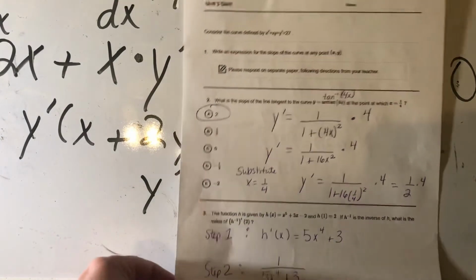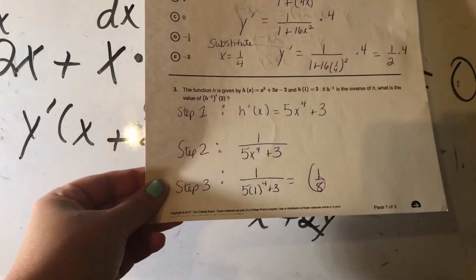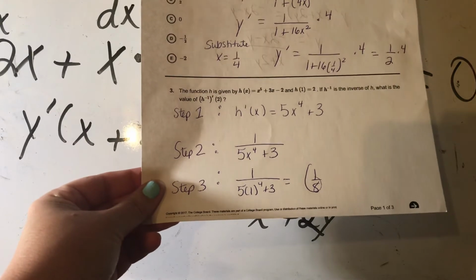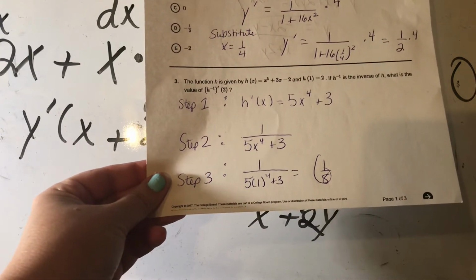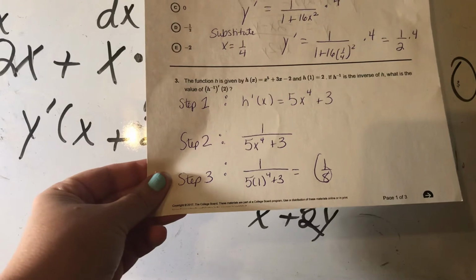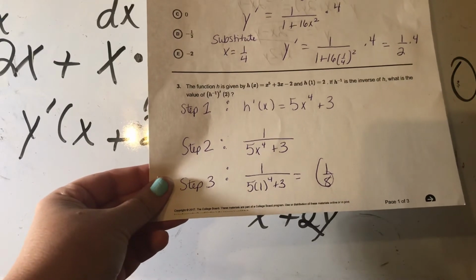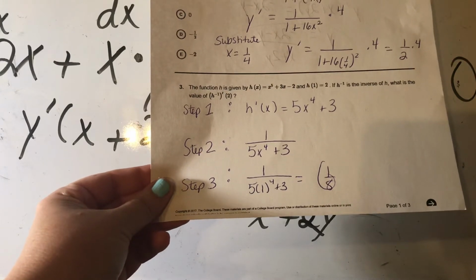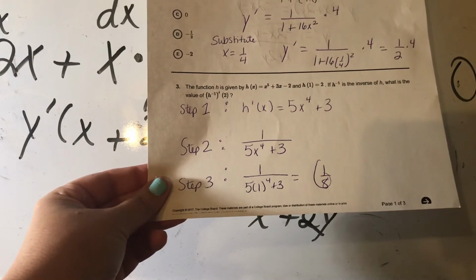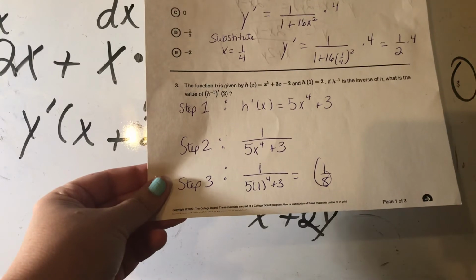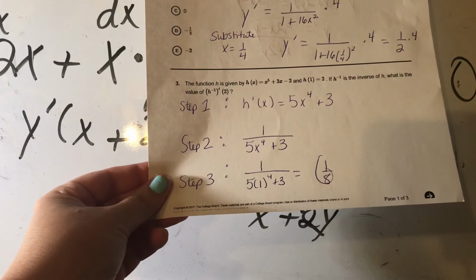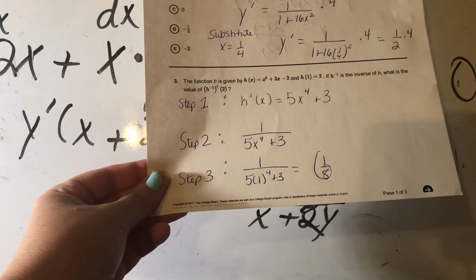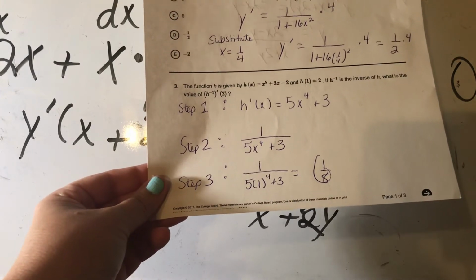Number 3 is 3 steps. Step 1, take the derivative. Step 2, reciprocal that. Step 3, plug in your value. Number 3 is testing if you can do the derivative of an inverse function. So take the derivative, reciprocal that, plug in your value.